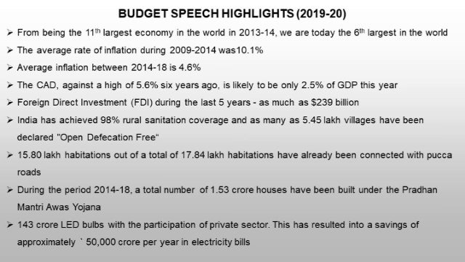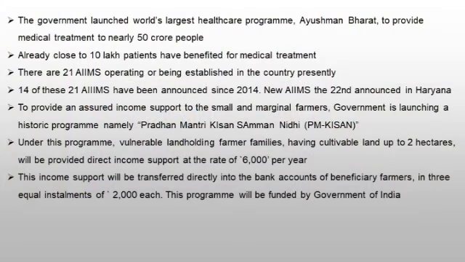Now remember friends, we do not have any other mechanism to cross-verify the government data. Either you trust it or you have no other choice; you can't do anything about that. Then the government has launched Ayushman Bharat, which it says has already benefited 10 lakh patients. And the government says there are 21 AIIMS which are operating, and this budget has announced a 22nd one. The government says that 14 of them have been announced from 2014.